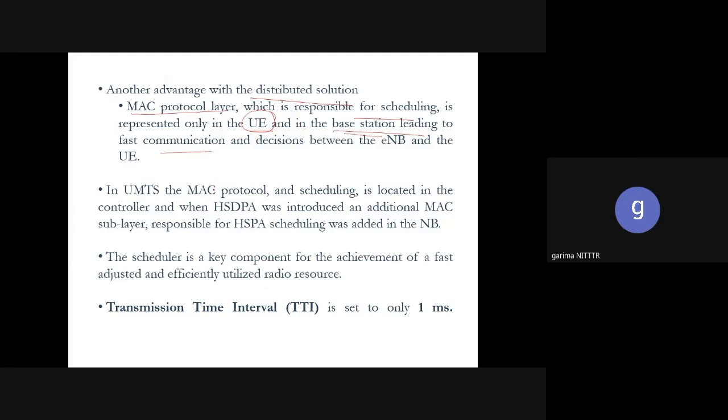So for that, they have designed some algorithms, or some methodologies or specifications, so that our system can be fast enough for communication, fast enough for decisions between the e-node Bs and user equipment. So this is for LTE.